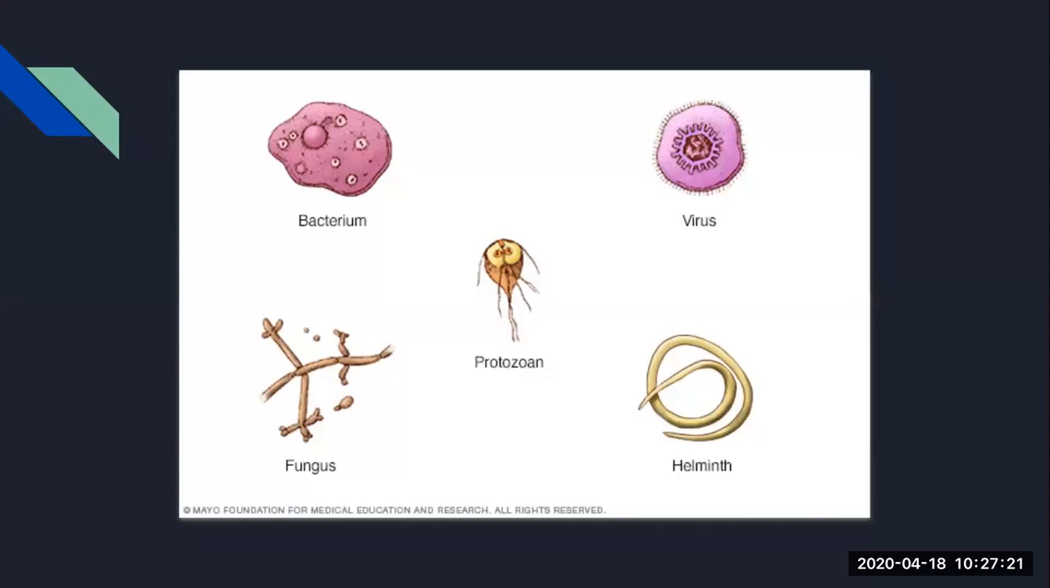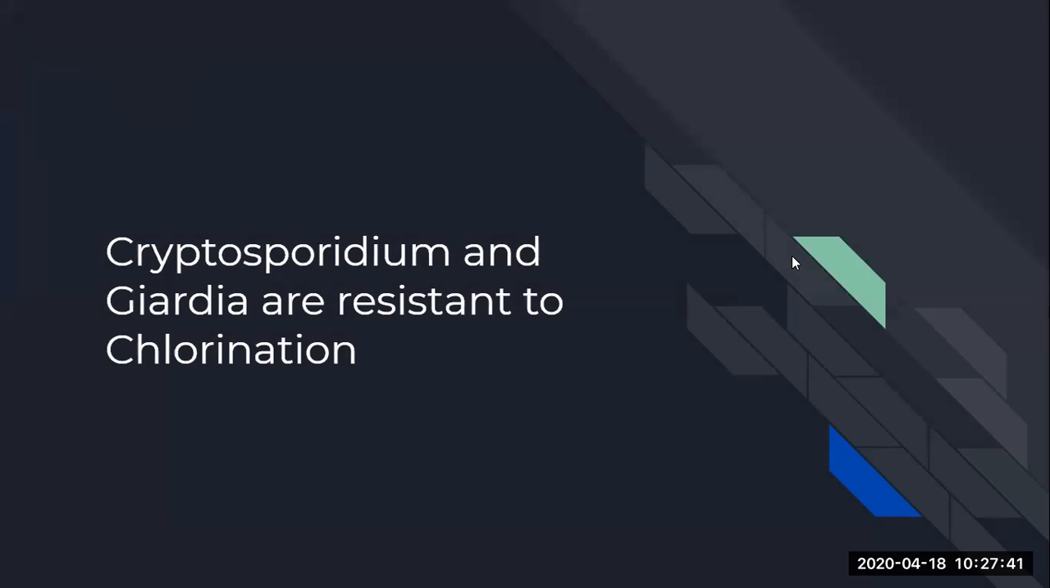Fungus is also another one, but fungus is not as big of an issue in the distribution system as some of these other ones. Okay, so these are some of the microorganisms that we tend to pay attention to. Now, there are two special ones I want to mention there. If you went through the content, these were discussed, but I want to point out that they are resistant to chlorination. That's Cryptosporidium and Giardia.